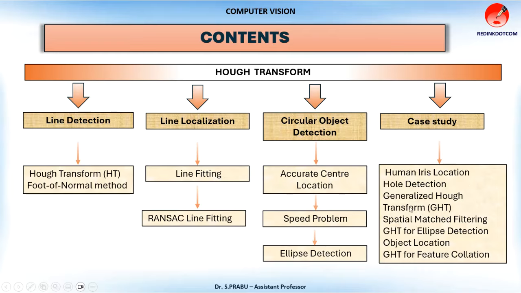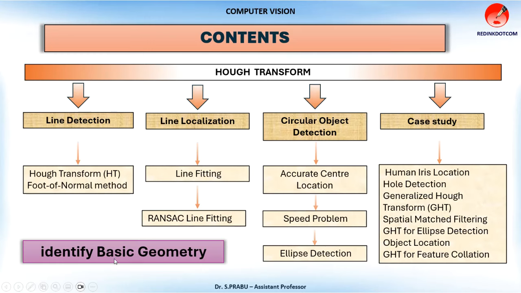So, by the end of this session, you will have a clear idea about Hough transform and how it is used in practical image processing and object detection tasks. In simple words, this unit covers how to identify the basic geometric structures present in an image. Now let's go through these topics one by one.